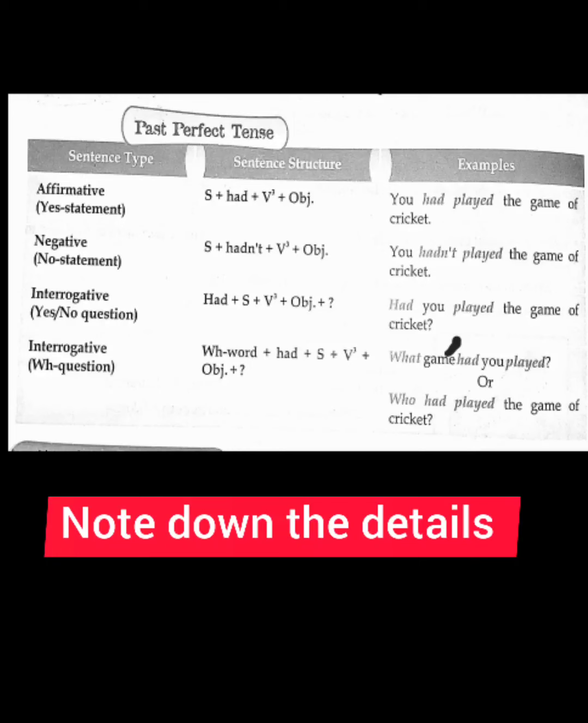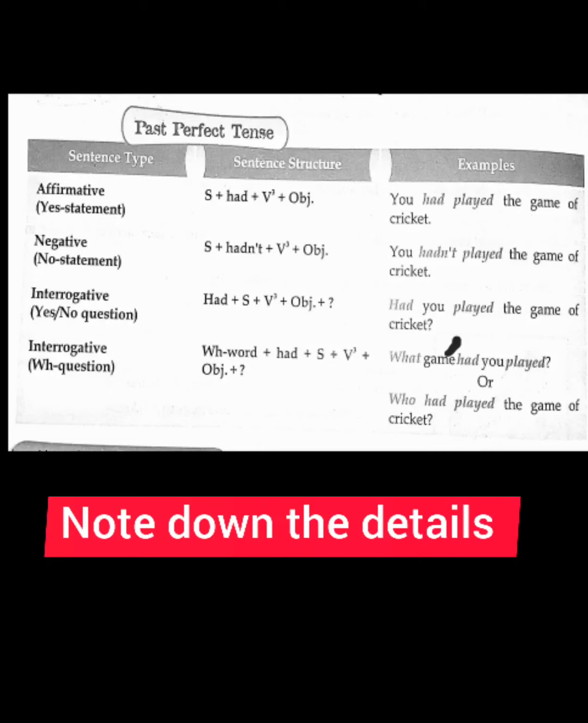It means a simple statement. Now let's see the negative sentence. For a negative sentence it will be subject plus had not plus verb third form plus object. So an example can be: You hadn't played the game of cricket, full stop. Can you see? Just by adding not with had, it has become hadn't. You hadn't played the game of cricket. Clear? So here it is my negative sentence.